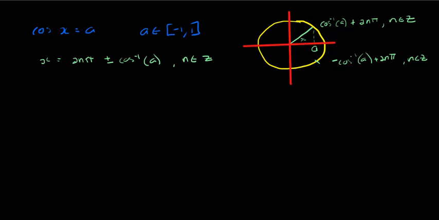Okay, so the next one, we'll leave sine to last because it's a bit trickier. So tan of x equals a. Well, we know in this case that a is an element of the reals, because when you take the tangent.